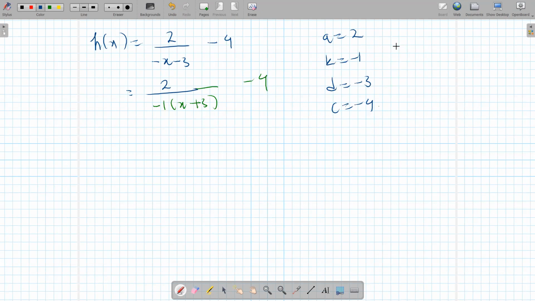And furthermore, there is a vertical asymptote. This is when x can't be 0. So when x is -3, there's going to be a vertical asymptote. And the horizontal asymptote is going to be the c value.